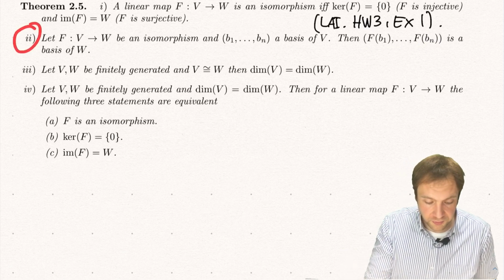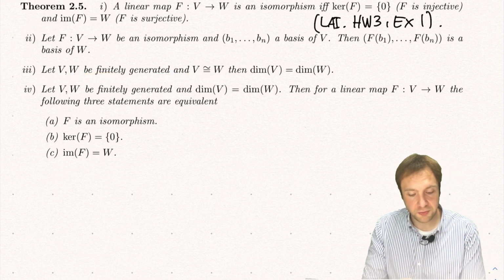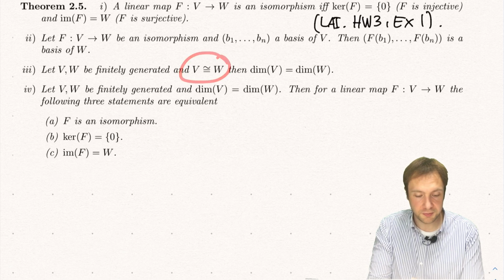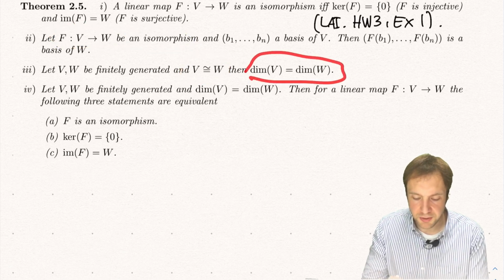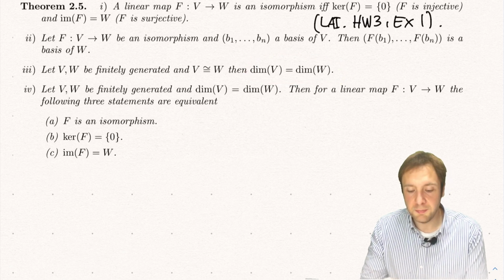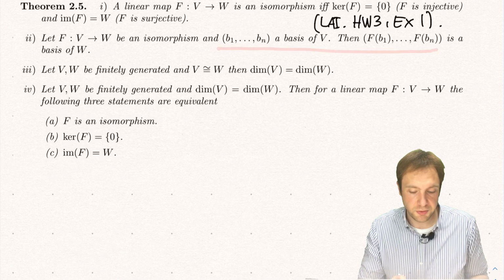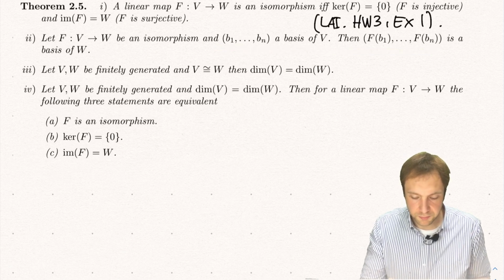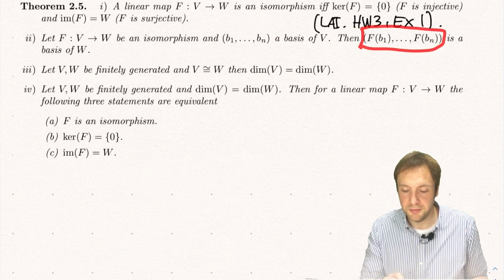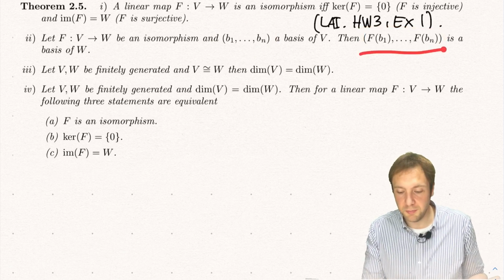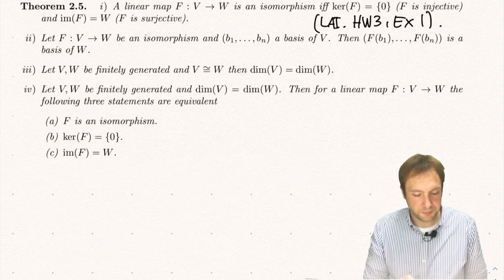And then as a consequence of number 2: if I have finite generated vector spaces which are isomorphic, meaning there exists some isomorphism between them, then they have the same dimension. Since dimension just means the number of basis elements, this follows directly from number 2, because if I have a basis in V of n elements, then f of b will also give me a basis of W of n elements, and therefore they both have dimension n.